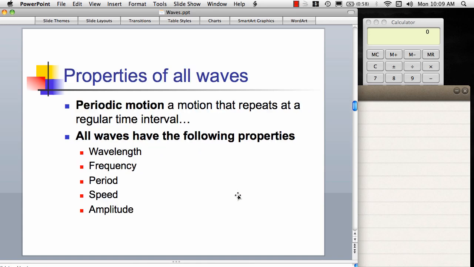All right, all waves have the following properties. They have a wavelength, a frequency, a period, a speed, and an amplitude. And since they are moving at a regular interval, the technical name for that is periodic motion. They oscillate up and down at a certain time in certain intervals. That's why it's called periodic motion. Every so often, the wave repeats itself over and over again.